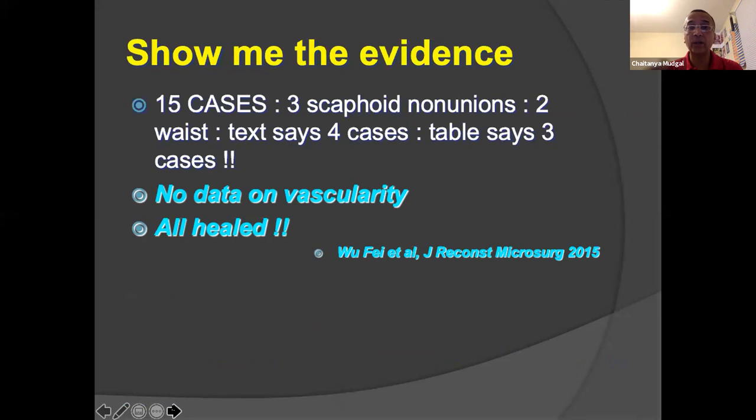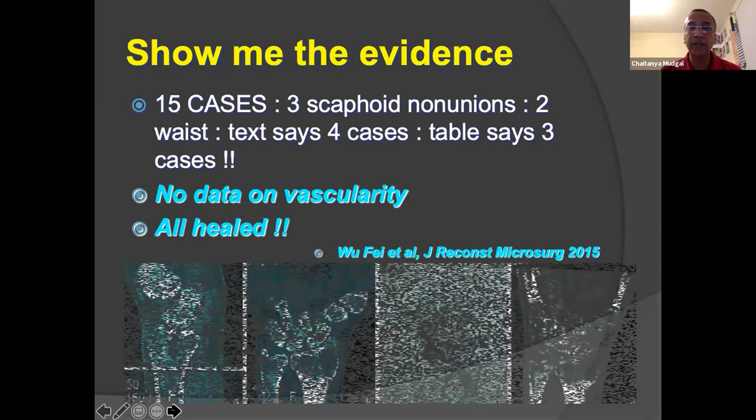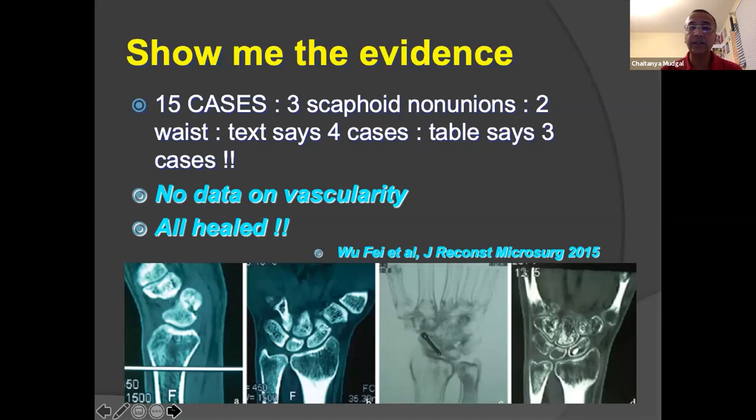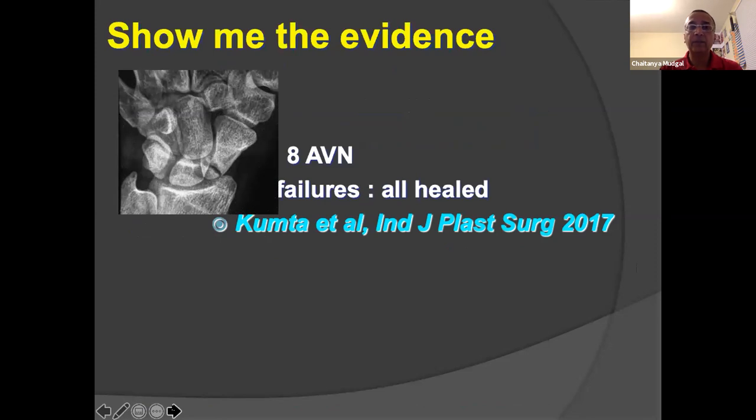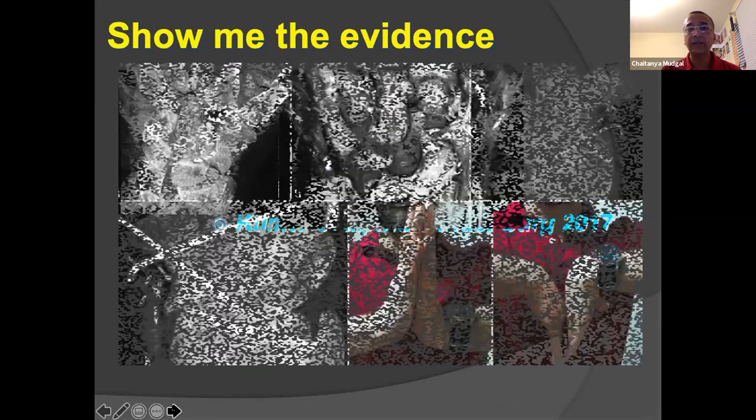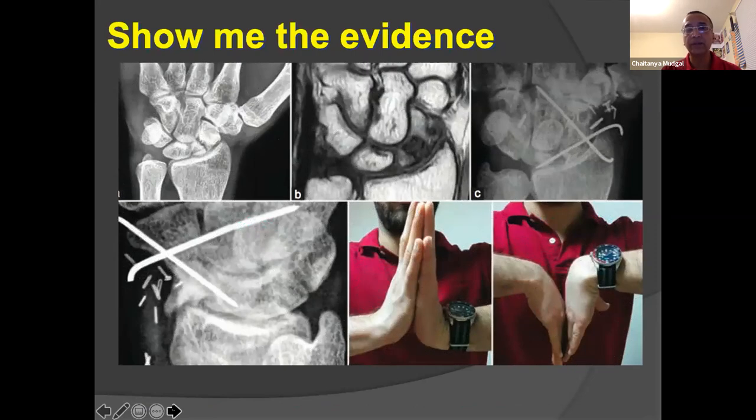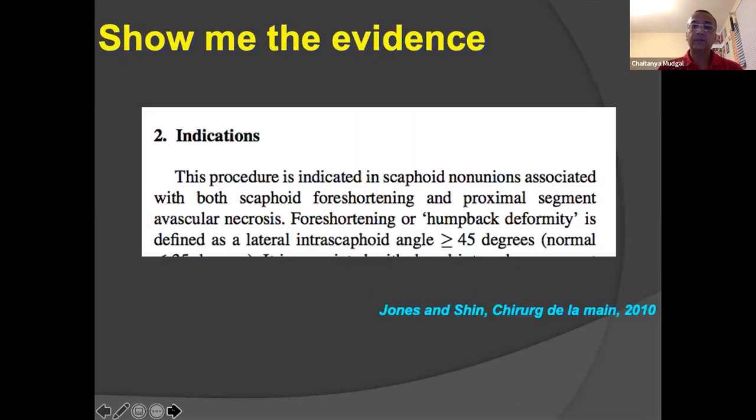In no less than an August journal like the Journal of Reconstructive Microsurgery, again, no data on vascularity. And look at the scaphoid that they fixed with a vascularized bone graft with a free tissue transfer. This could have easily been fixed with the Fisk-Fernandez technique. This is a paper from Kumtan and colleagues from the Indian Journal of Plastic Surgery. Again, in my hands, this would have been fixed with simple bone grafting and screw fixation. So you have to ask yourself about this.